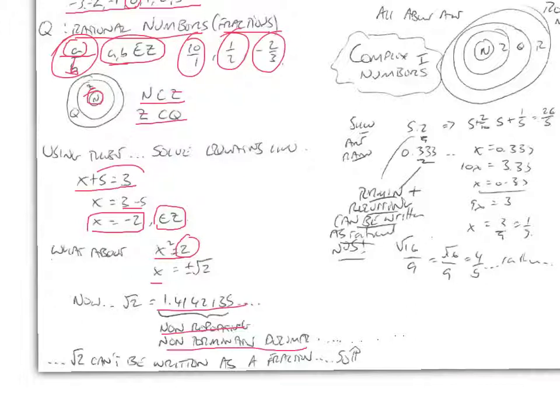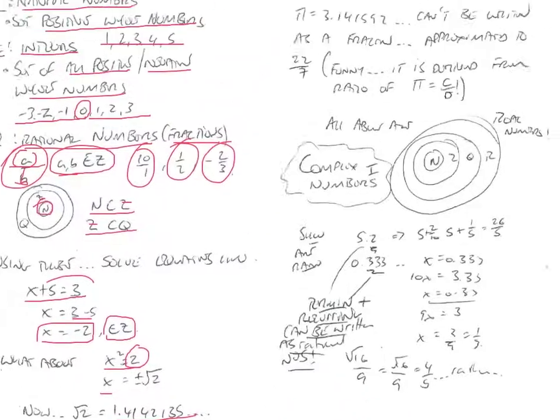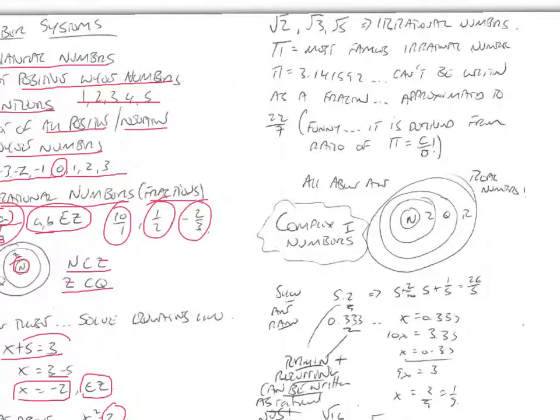If we consider this, we'll realize that the value of root 2, this non-repeating, non-terminating decimal, can't actually be written as a fraction. This means therefore that root 2 is known as an irrational number, as is the square root of 3, the square root of 5, because they can't be written as a fraction. They will always give non-repeating, non-terminating decimals. Pi is the most famous irrational number. The value of pi is 3.14 and so on, and it can't be written as a fraction.